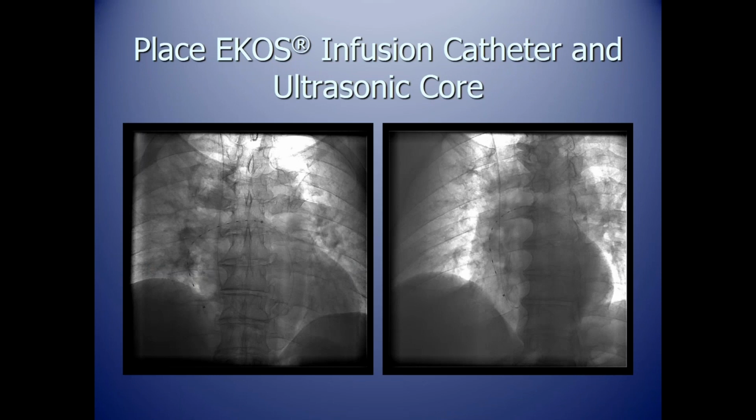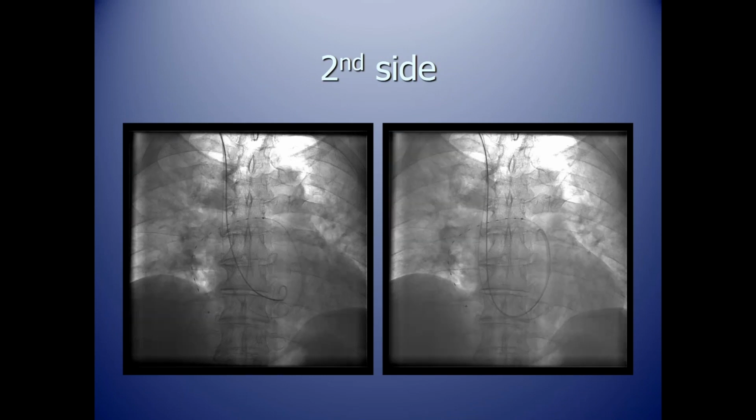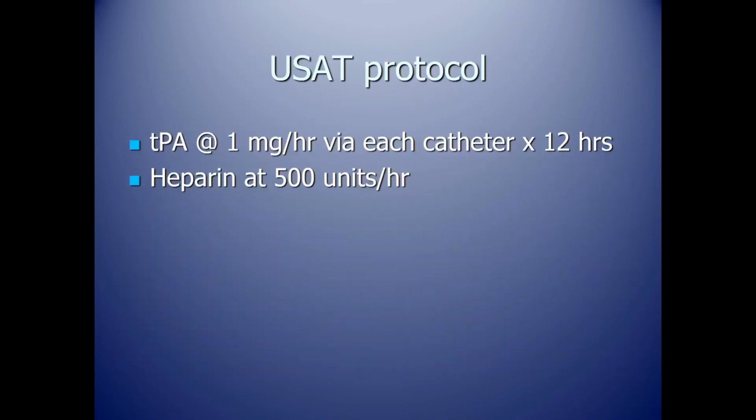Then once that Rosen wire is in place, we'll advance the EKOS catheter over the wire and then put the microsonic core through there, and then start to go to the other side. And really it's the same maneuver with the pigtail catheter that we just did for the first side. And then we'll do our limited pulmonary angiogram. Here you see there was very obstructive clot, so any contrast that was injected just refluxed to the other side. We measure the pulmonary pressures, use our tight J, and then put that second catheter over the wire.